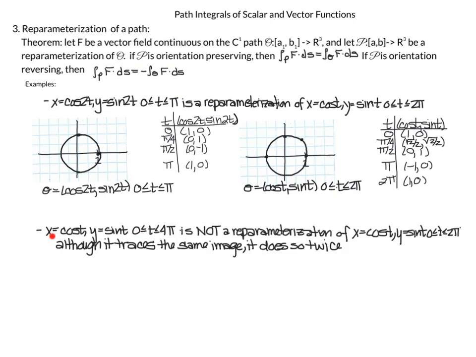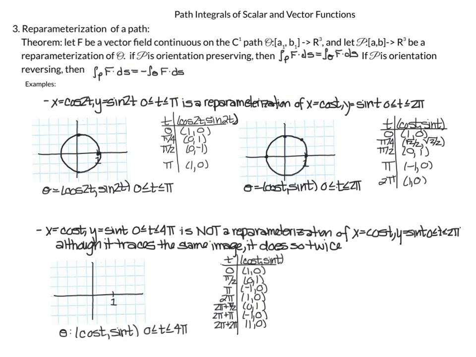We have this next reparameterization, x equals cosine t, y equals sine t, where t goes between 0 and 4 pi. And we want to compare it to our x equals cosine t, y equals sine t, t goes from 0 to 2 pi. So we're comparing it against this parameterization. So I can start at t equals 0, and I start the same spot. I move on to t equals pi over 2, and I get to 0, 1. I then go on to t equals pi. I get my negative 1.